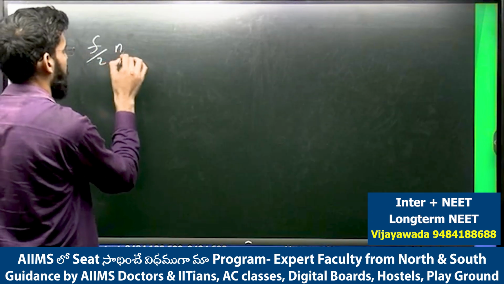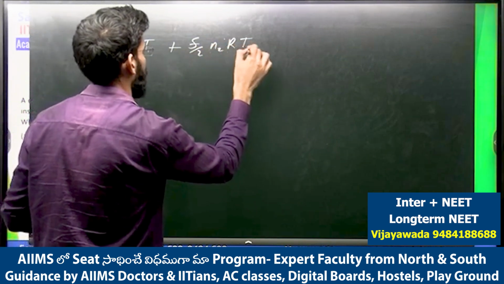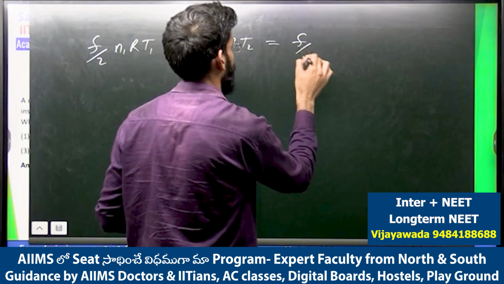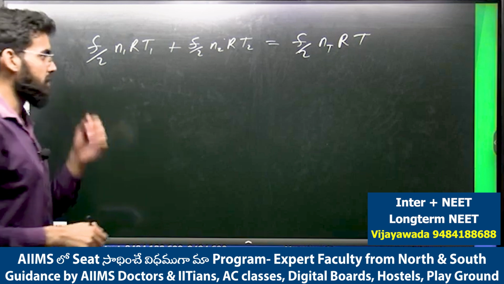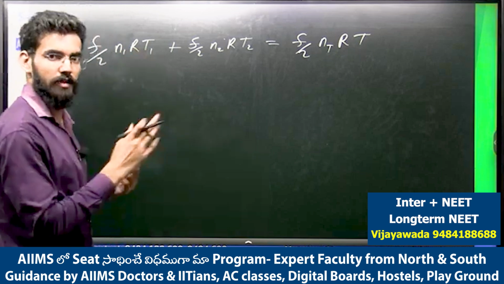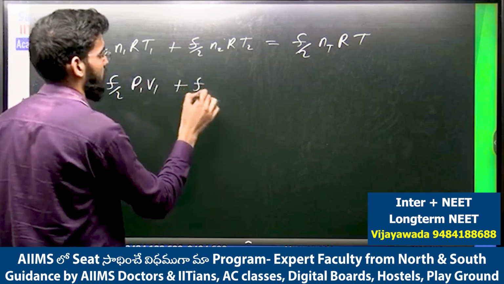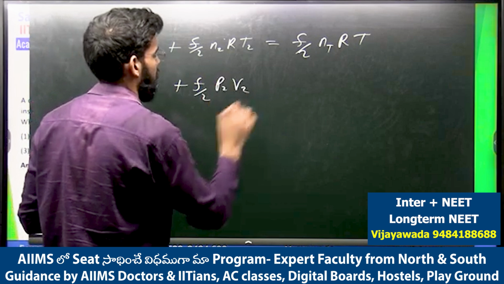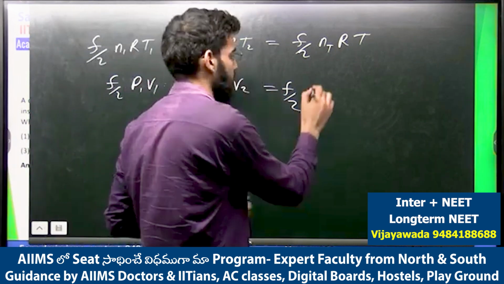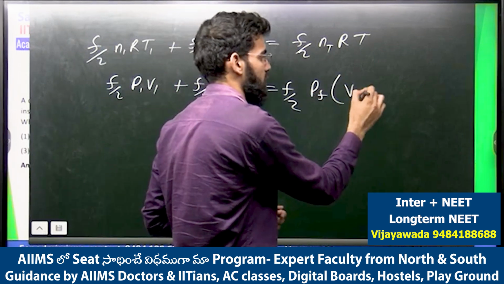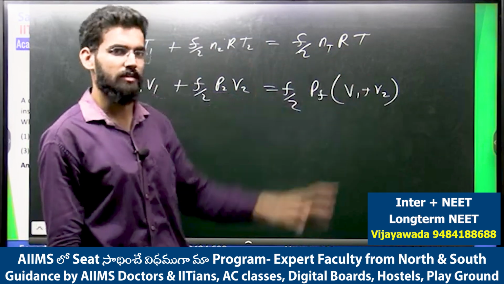So you will write down what? F by 2 N1 RT1 plus F by 2 N2 RT2, and finally you will have F by 2 N total into RT, final T. Basically mixed. So nRT is what? PV equals to nRT, always valid, right? So I can say F by 2 into P1 V1, F by 2 into P2 V2, and this is F by 2 and total RT, right? So pressure you want to find out, P final, and volume is what? V1 plus V2. That's how you will apply on whole container.